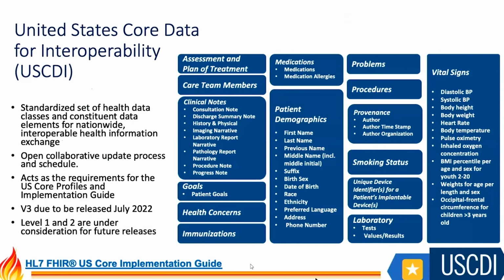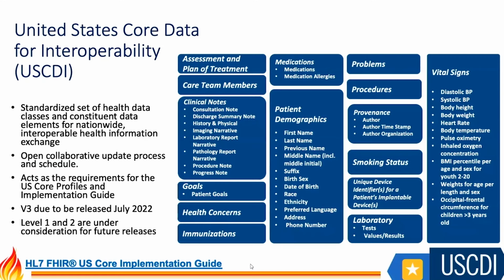The USCDI is where the ONC has come out and said, this is a set of data elements that are important to all of healthcare that we think we should support first and foremost. We are in version 3, which is about to be released in July of 2022. When you go to the website, you'll get to see the original version 1, you'll see version 2, and you can see the draft version 3, and then you're going to see a tab that says level 1 and level 2.